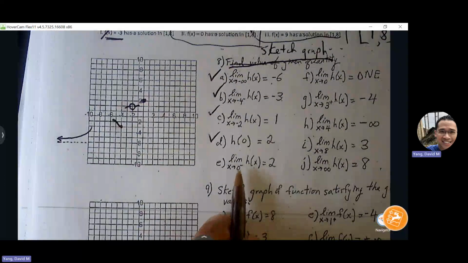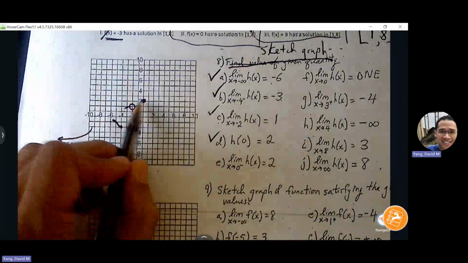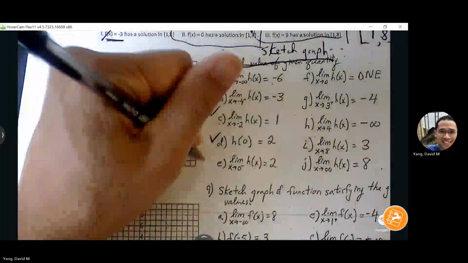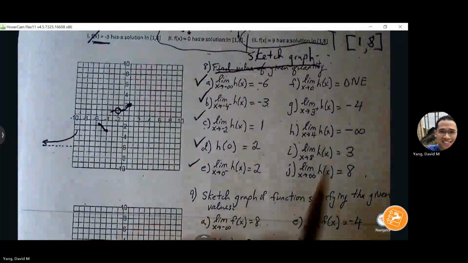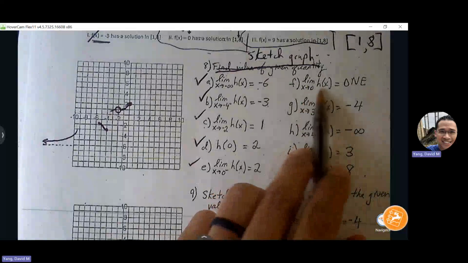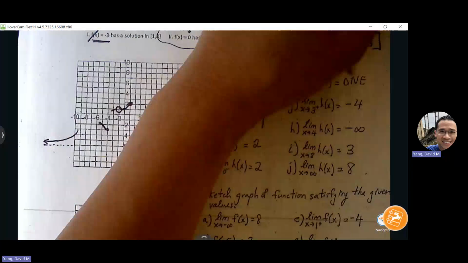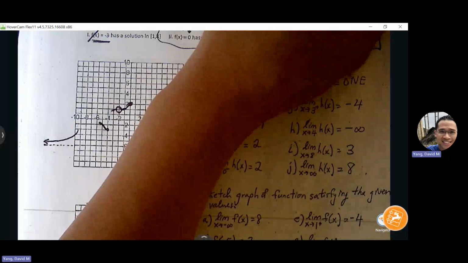Limit as x approaches 0 from the left equals 2. So it's connected, I can just connect this if I wanted to. Limit as x approaches 0, so the limit does not exist. Sorry, that's a D and E, not a 1 and not 1. That's not an O.